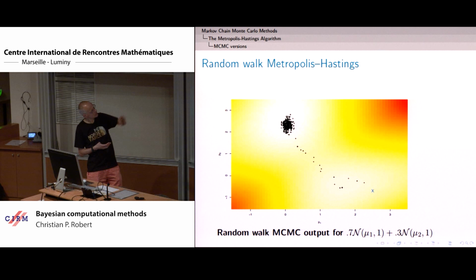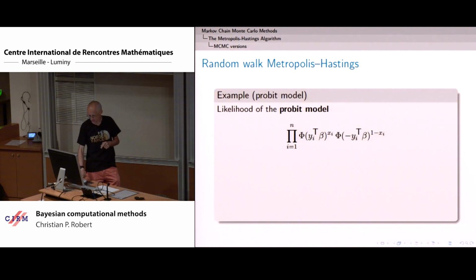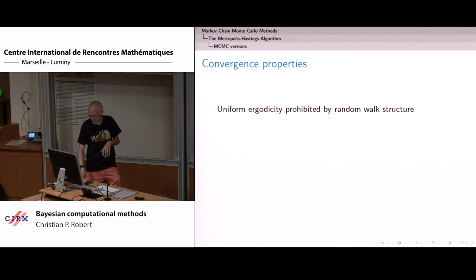Here it's not representative of how long it has run because a lot of values have been rejected, so you only see the accepted points. So I think there are at least 1,000 iterations, maybe 5,000 in this picture. And another example I skip.